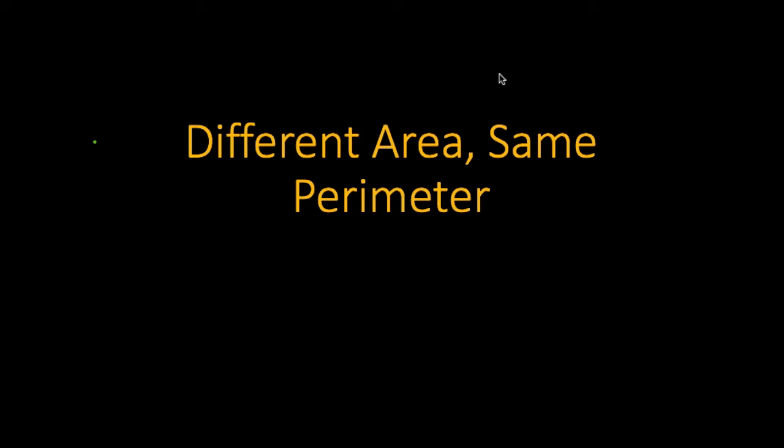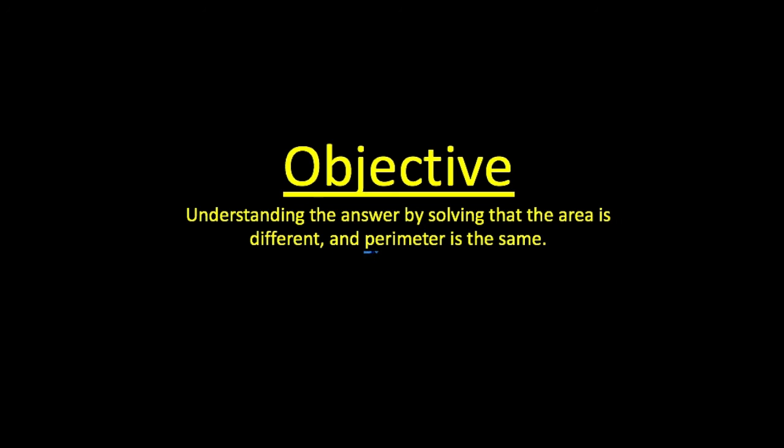Today we're going to be talking about different area, same perimeter. Objective: understanding the answer by solving that the area is different and the perimeter is the same. So basically today what we're doing is we're just going to solve perimeter problems.